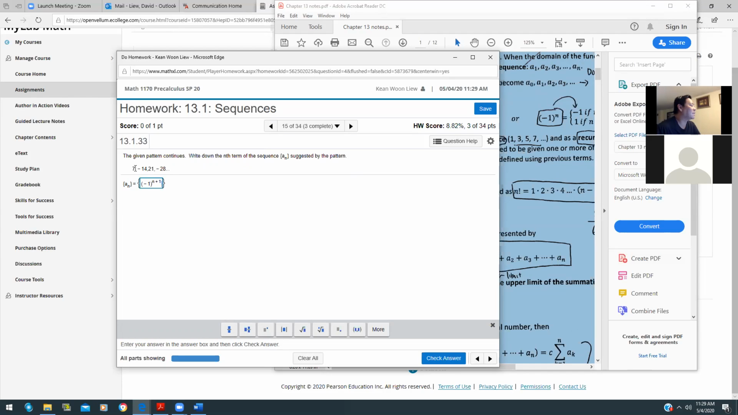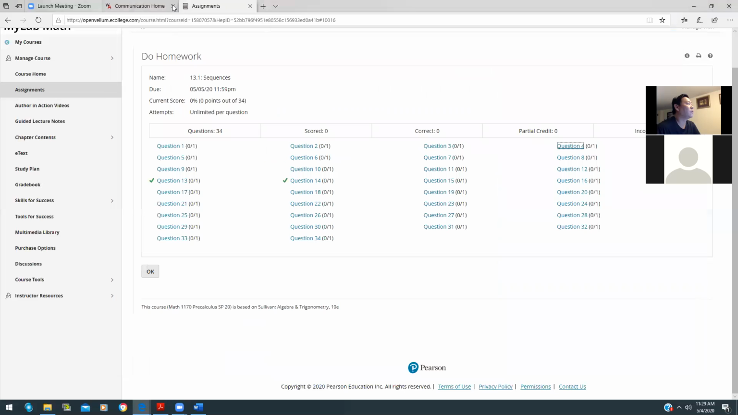So how do you get from 7 to 14 to 21 and then to 28? 7 to 14 to 21 to 28. This is kind of like an arithmetic sequence, right? What number do we add here? Anyone know what number we should add here? What number should we add in this case? Anyone?